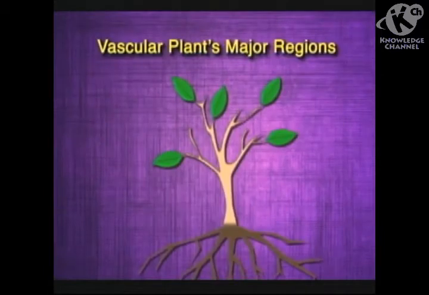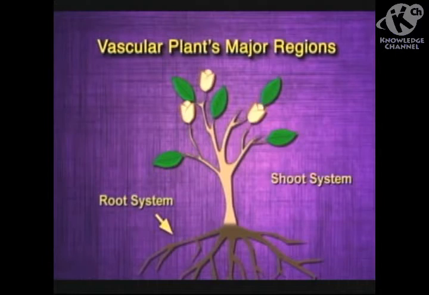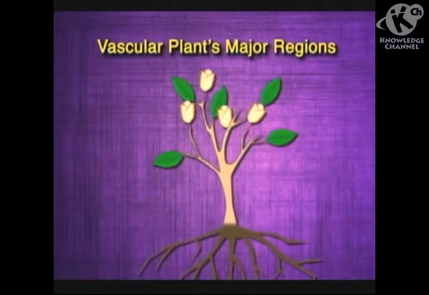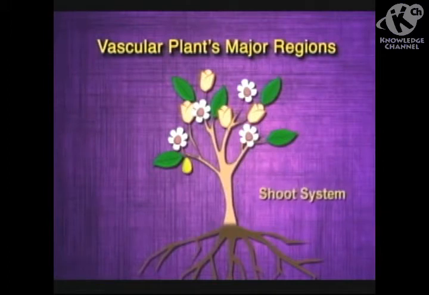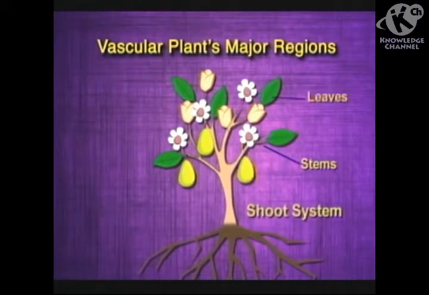Vascular plants consist of two major regions, the root system and the shoot system. Look at this plant. The root system is usually below the ground, while the shoot system is usually found above the ground. The shoot system consists of stems, leaves, buds, flowers, and fruits.